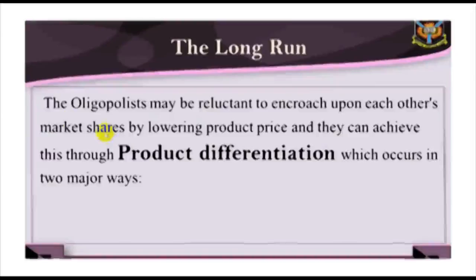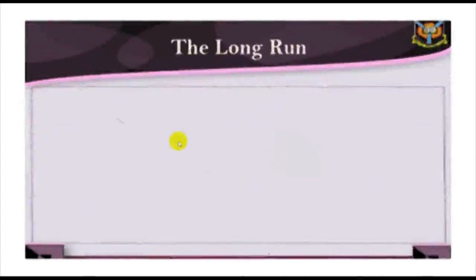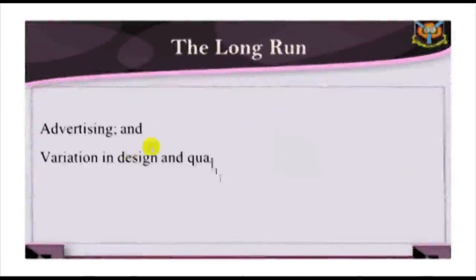Non-price competition. While oligopolies may be reluctant to encroach upon each other's market shares by lowering product price, they appear to use other methods to achieve this. Product differentiation offers a more subtle and a much safer way of accomplishing approximately the same result. Product differentiation occurs in two major ways: one, advertising, and two, variation in design and quality of product.